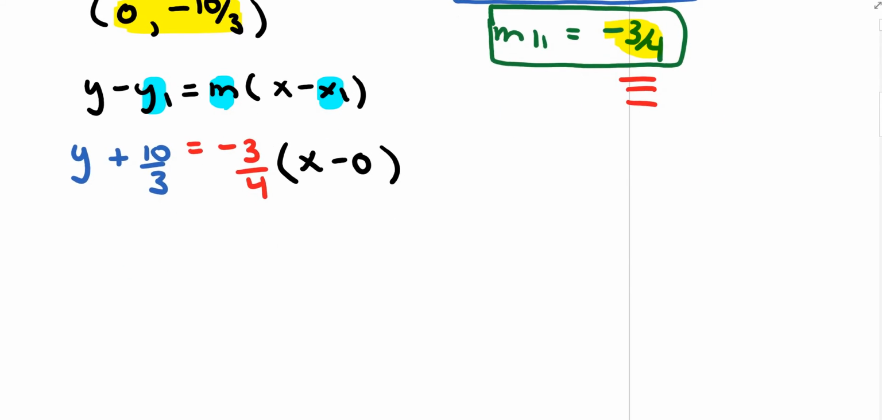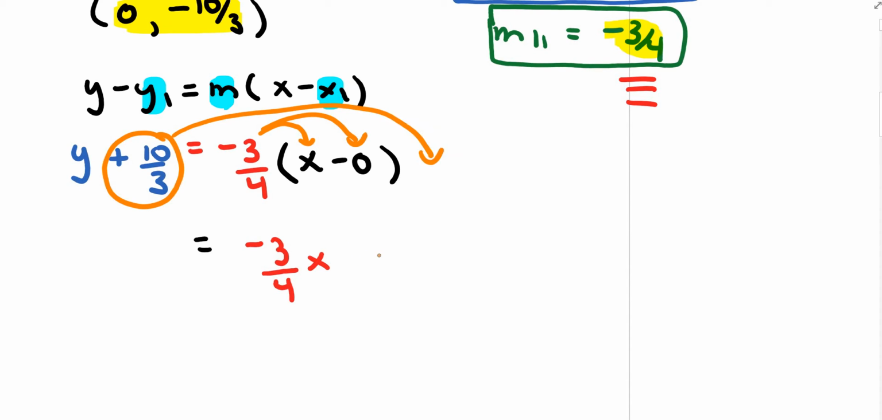So there we go. There is my equation of the line here, and what I need to do now is change this back into standard form. So let's go ahead and distribute this onto the brackets here. If I do that, I get negative 3 over 4x, and then negative 3 over 4 times negative 0 is just going to be 0. And then I can take my positive 10 thirds, and I can bring that over. If I bring that over, that becomes negative 10 over 3. And then I have my y on the left-hand side there. Okay, so this is looking pretty good so far.